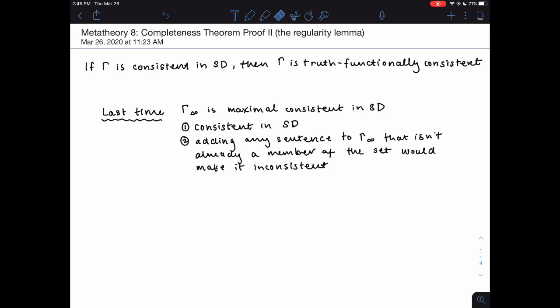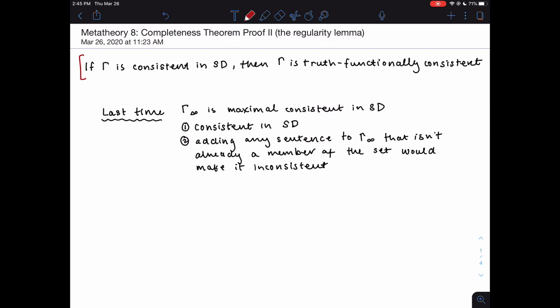Here's where we've gotten to in the completeness theorem proof so far. Recall that we're proving this claim that if gamma is consistent in SD, then gamma is truth functionally consistent. Or in other words, if it's not possible to derive a contradiction from gamma in SD, then there must be a truth value assignment that makes every sentence in gamma true.